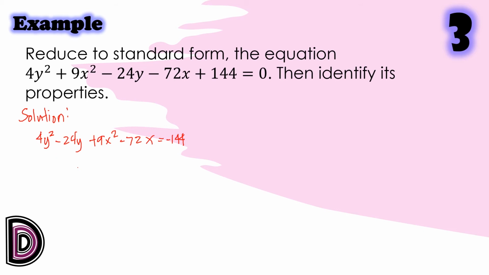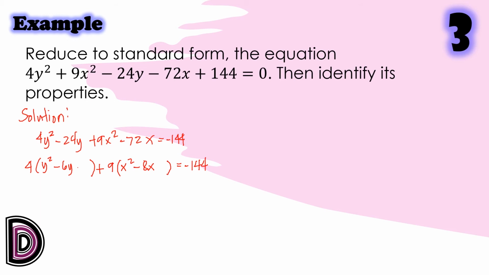Rewriting 4y squared minus 24y, we can have 4 times the quantity y squared minus 6y. Let us leave a space to complete the square in y squared minus 6y. Also, 9x squared minus 72x can be written as 9 times the quantity x squared minus 8x. Also, let us leave a space so that we can complete the square trinomial in x squared minus 8x. The right-hand side is negative 144.